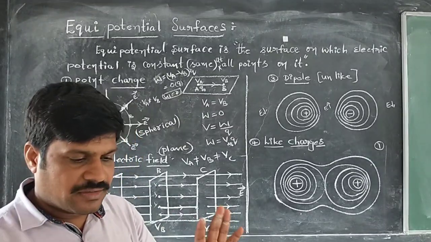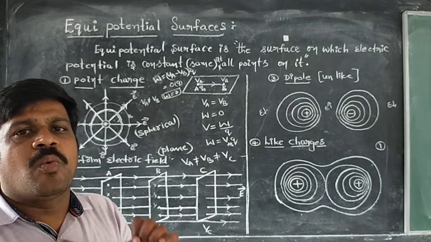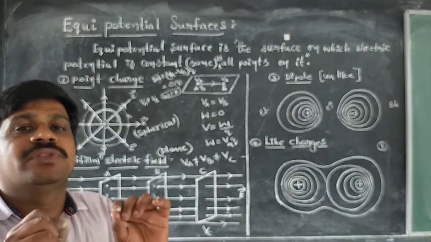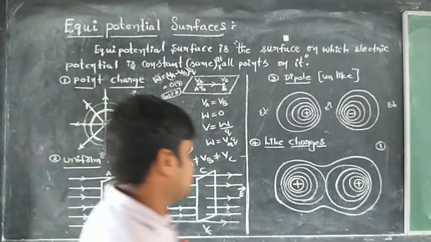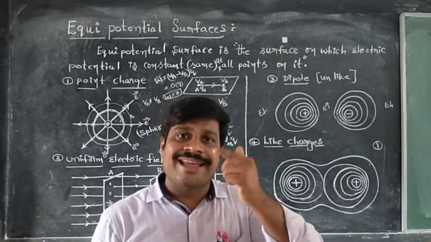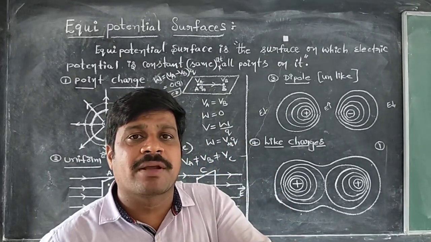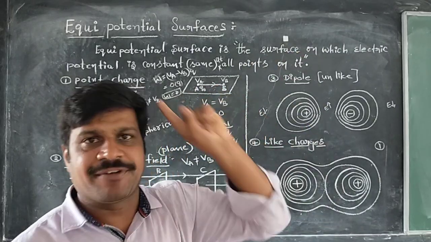Equipotential surface. In case of an equipotential surface, the first important point: no work is required to move the charge from one point to another point on the equipotential surface. That is the first point.